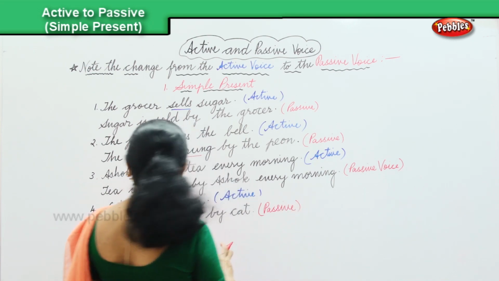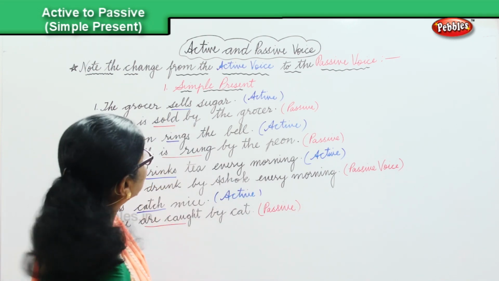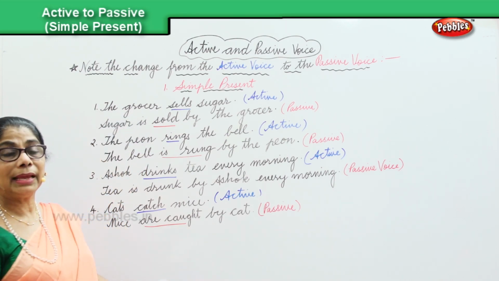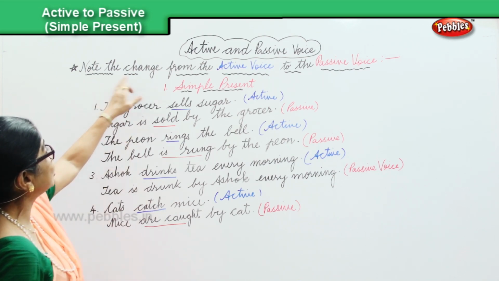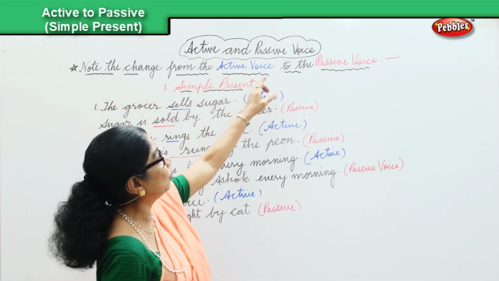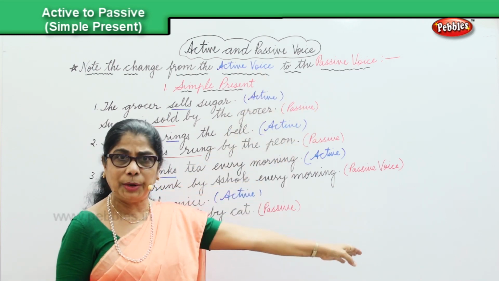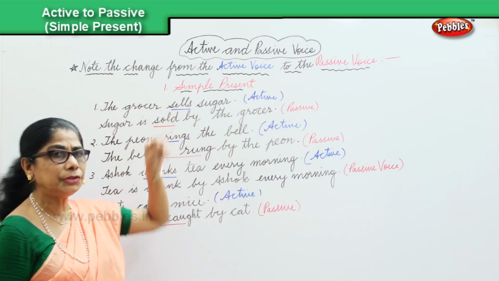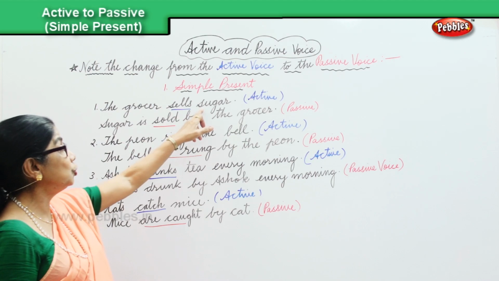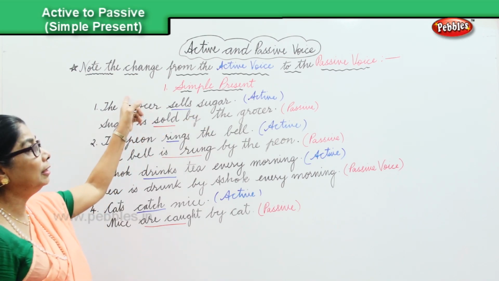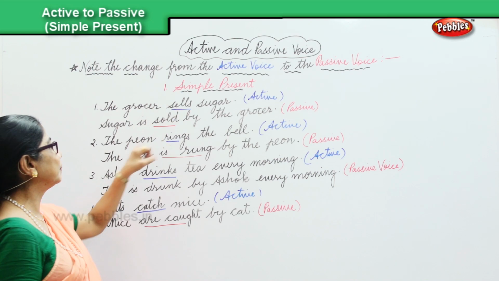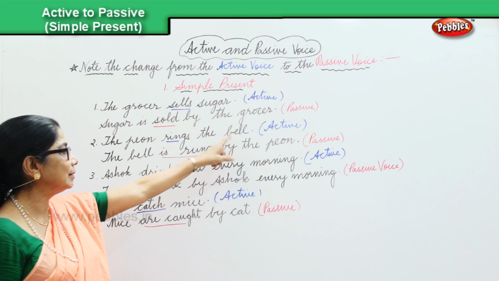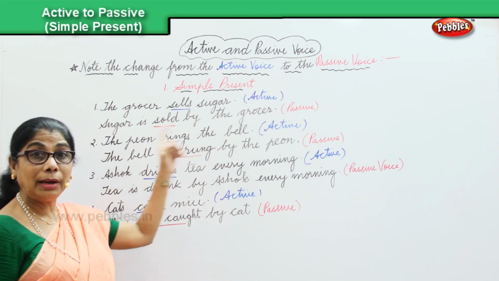We have active and passive. Now, we are looking at the simple present. In the simple present, we are changing from active voice to passive voice. And that's what we are doing now. So, in the simple present, the grocer sells sugar. Active. Sugar is sold by the grocer. In the simple present. The peon rings the bell. Active. The bell is rung by the peon. Passive.